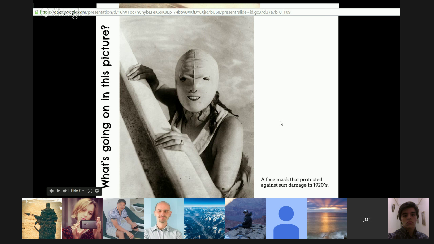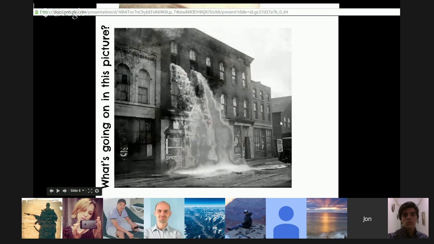Okay, one last one. You notice what these pictures all have in common? What do they all have in common in this class today? They're all old. They're all in black and white. One was in sepia. Exactly. So these are all 100-year-old photographs, all of them.